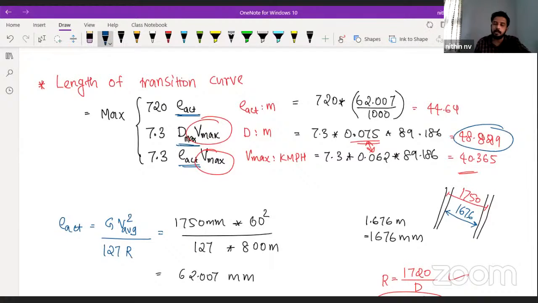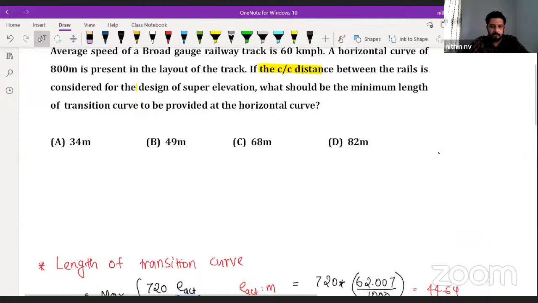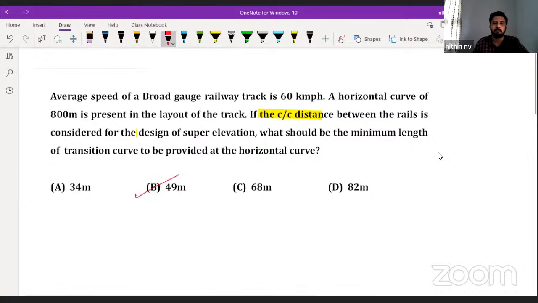48, enough? 48.8. Are you getting the same? Which option are you going to select? Everyone please comment. Are you getting the answer? Are you following me? Yes. Can everyone please comment so that I will understand whether you are following or not? Yes. Okay. Thank you. Very good.